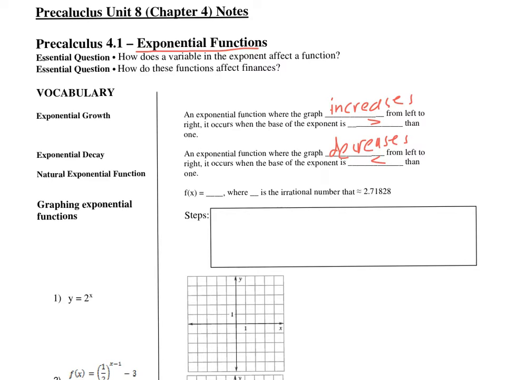Okay, and then lastly here we have our natural exponential function, and so I'll draw a little arrow right there. And so this is f of x equals e to the x, and so that is an exponential function with this base of e. And the really important thing here is that e is actually not a variable. E is a number that is about 2.71828. It's an irrational number.